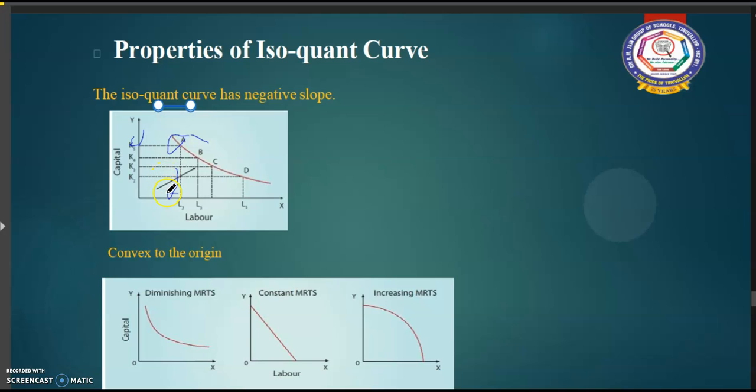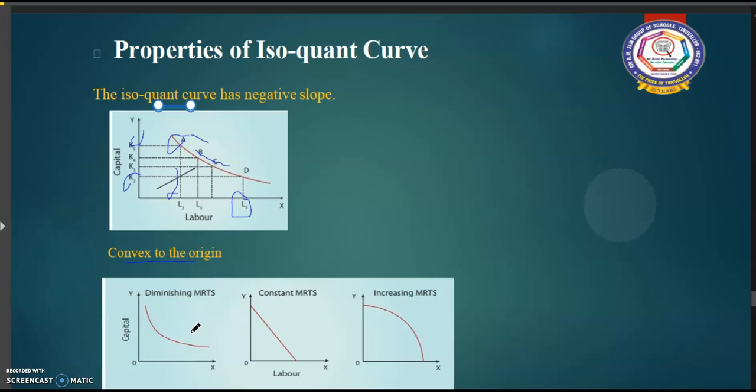As the producer moves from B, C and D, more labor and less capital are used. Here you can see more labor and here less capital is used. So the isoquant curve has negative slope. Next one, convex to the origin. So this explains the concept of diminishing marginal rate of technical substitution. For example, the capital substituted by 1 unit of labor goes on decreasing when moved from top to bottom.